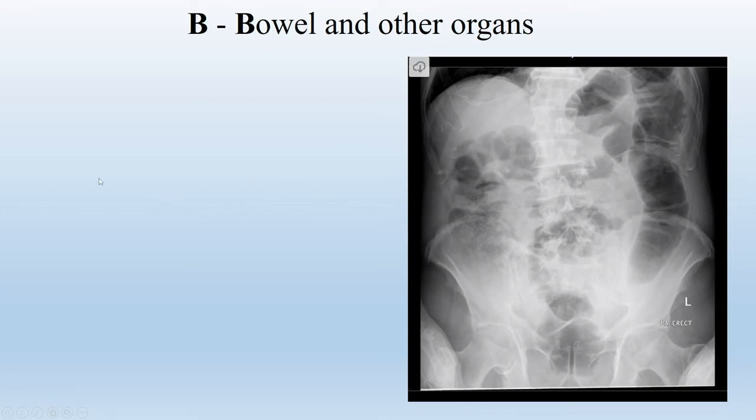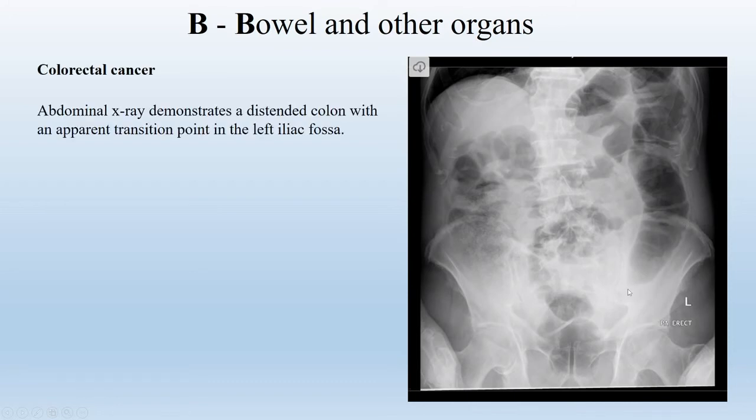So again, assessing everything slowly but steadily, starting with checking the date, the patient information, the exposure of organs that we are interested in, then looking for air in the abdomen, and then assessing the bowel. And here you can see that the descending colon is distended, and over here is an abrupt transition point, which is in keeping with colorectal cancer.